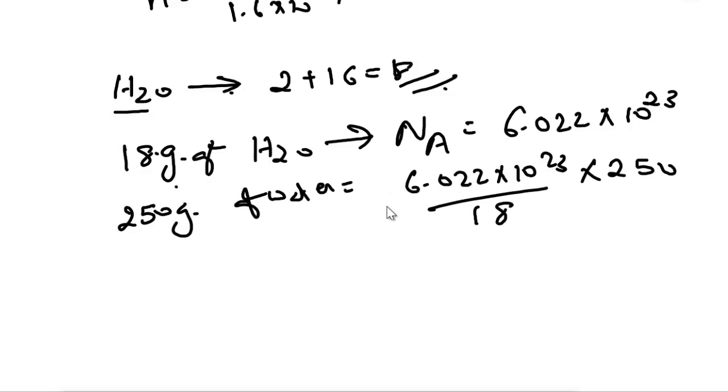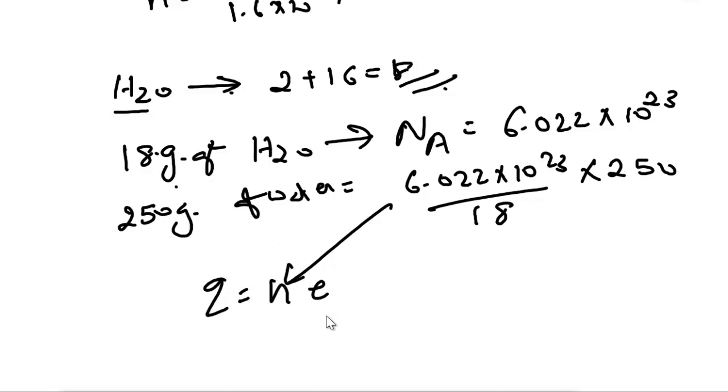If you have the number of molecules, how will you find the charge? Q equals Ne. This number into 1.6 into 10 to the power minus 19 will give you the total charge of the electrons, the total charge of the particles.